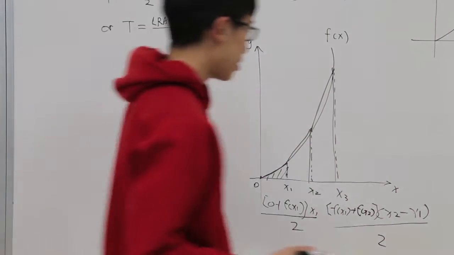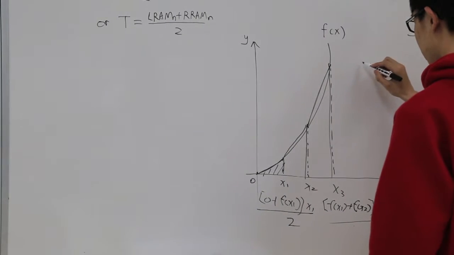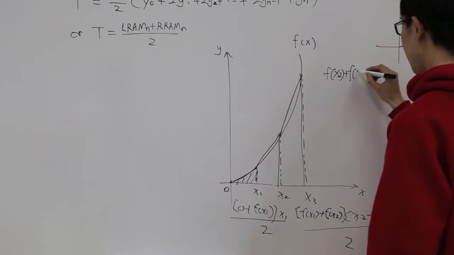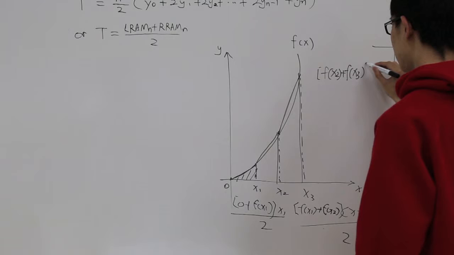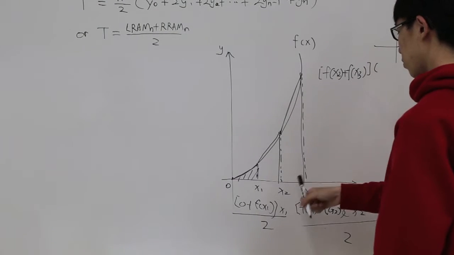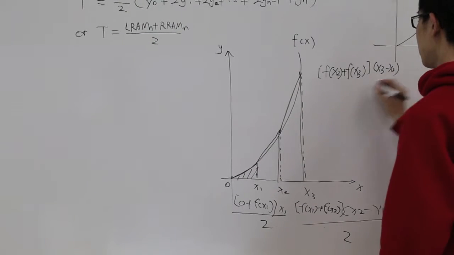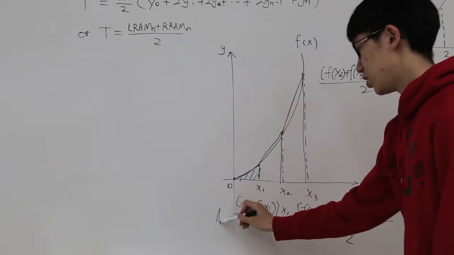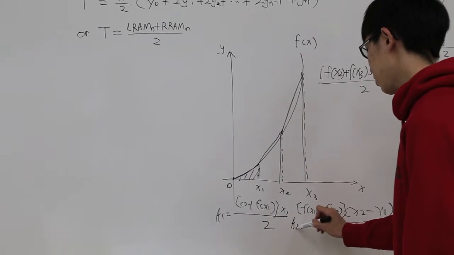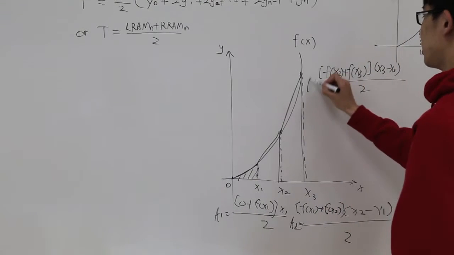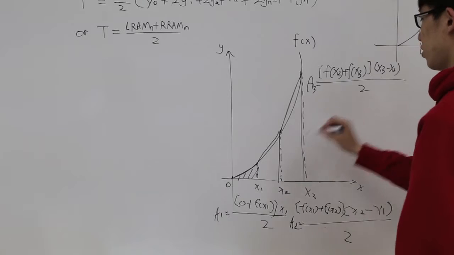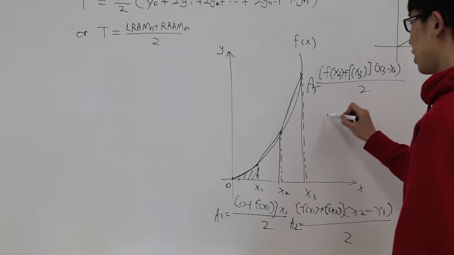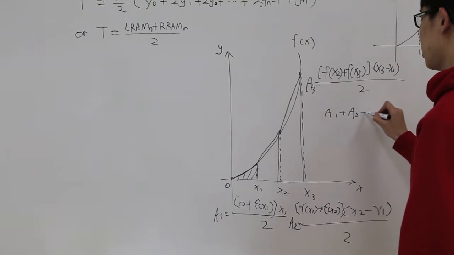And for the third one right here, what we do is f of x2 plus f of x3 and times this by the width, which is x3 minus x2, divided by 2. And then we add them together. So we name this as A1, name this as A2, and then name this as A3. So the total area enclosed from 0 to x3 would be A1 plus A2 plus A3.